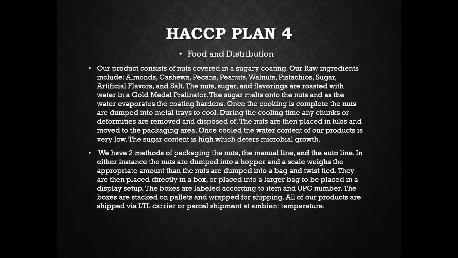We have two methods for packaging the nuts, the manual line and the auto line. In either instance, the nuts are dumped into a hopper and a scale weighs the appropriate amount, then the nuts are dumped into a bag and quick-locked. They used to be twist-tied, now they're quick-locked. They are then placed directly in a box or placed into a larger bag to be placed in a display setup. The boxes are labeled according to item and UPC number. The boxes are stacked on pallets and wrapped for shipping. All of our products are shipped via LTL carrier or parcel shipment at ambient temperatures.